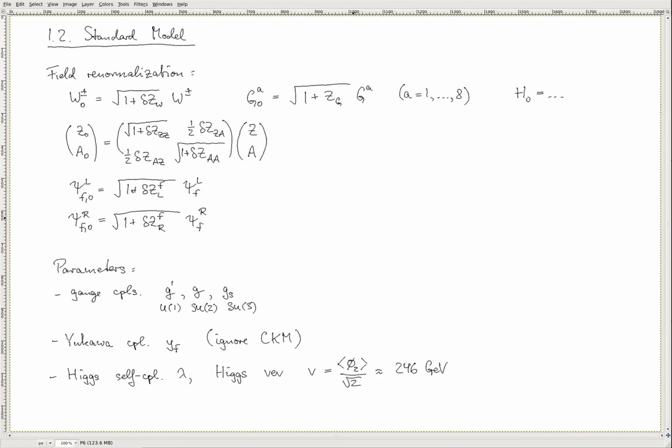And that is taken to the power of the number of loops, L, and epsilon. So L is the number of loops that we are computing, for which we need this counter term. And epsilon is the mismatch of dimensions, 4 minus D divided by 2, D being the number of dimensions we use in dimensional regularization.